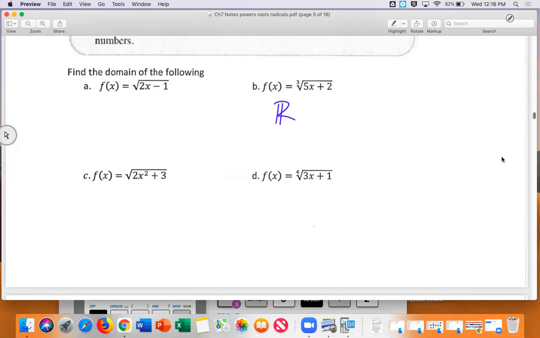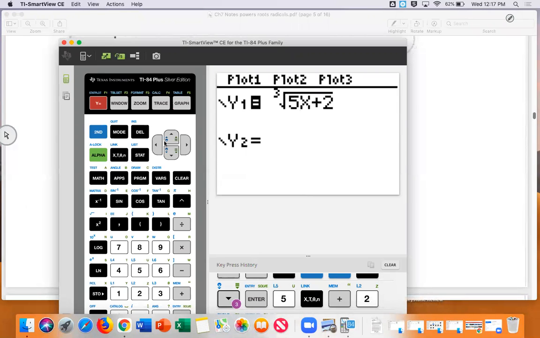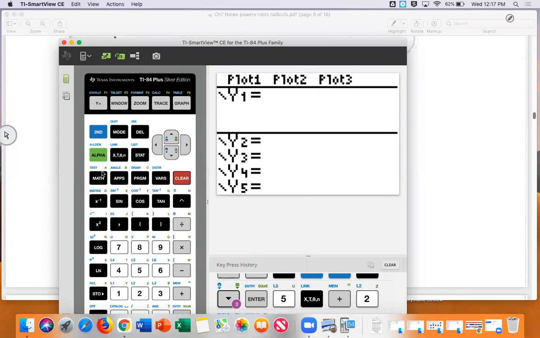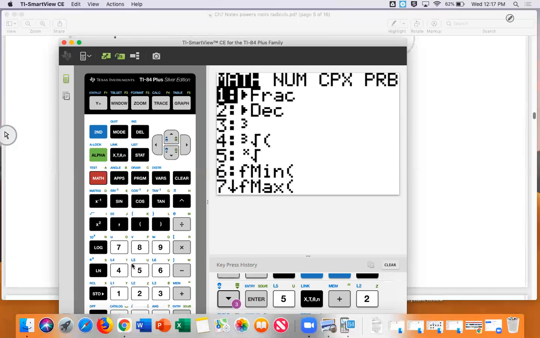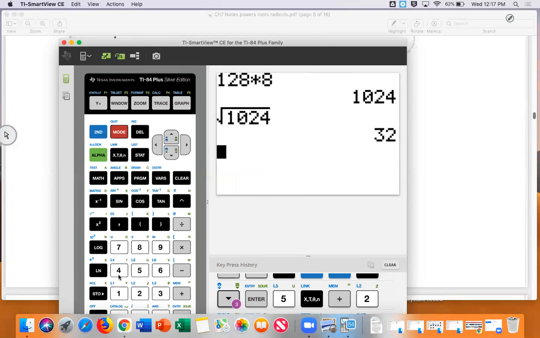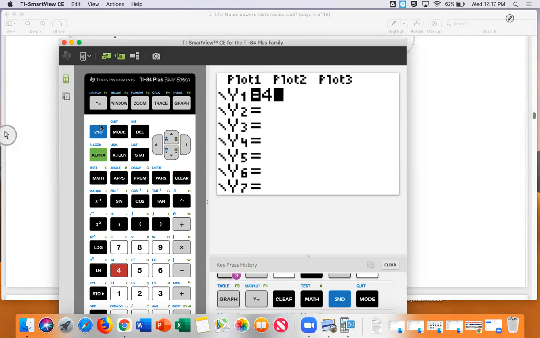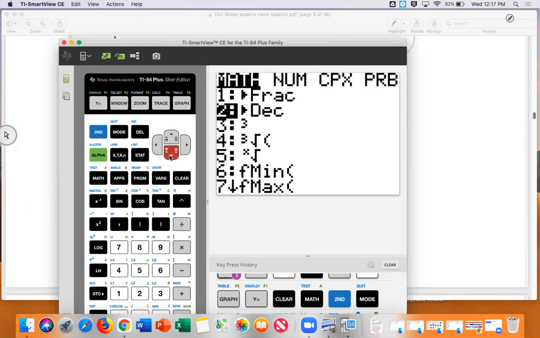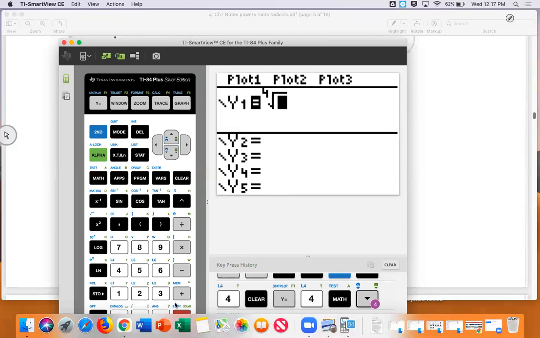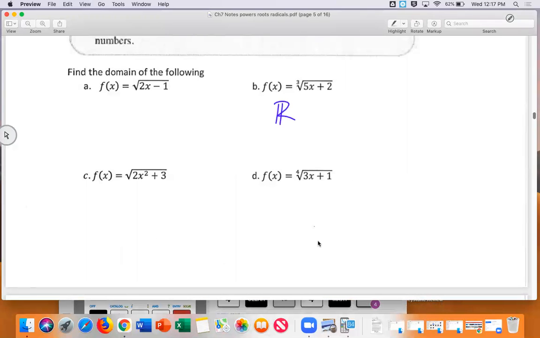Even powered roots, see how 4 is even? See how 2 is even? They have the restrictions. Okay. Now let's see how the fourth root behaves. So the fourth root, type that in. Is this going to work? And it was 3x plus 1.